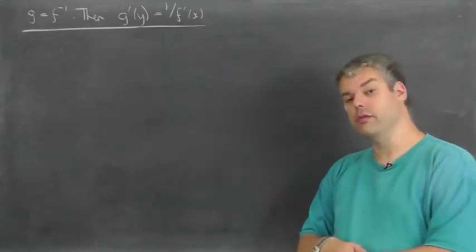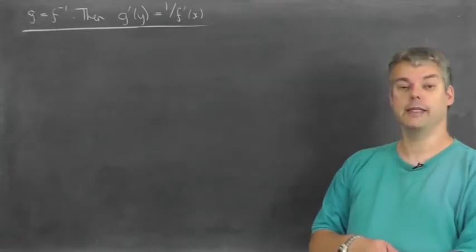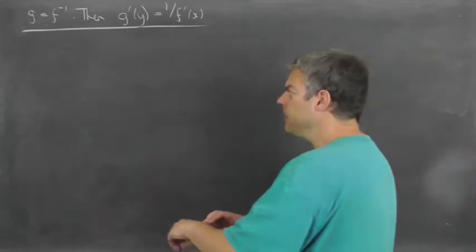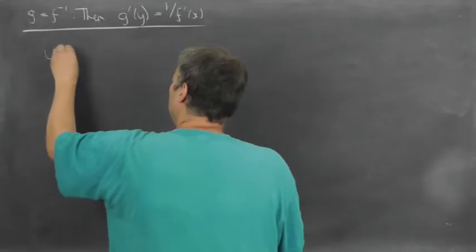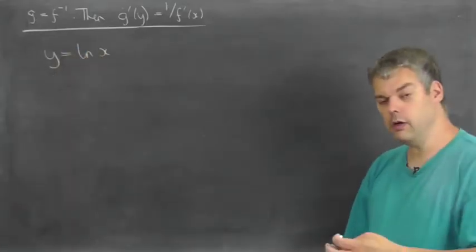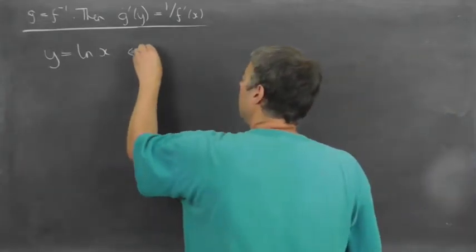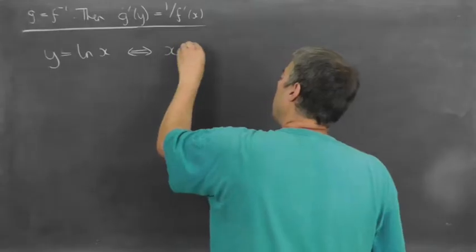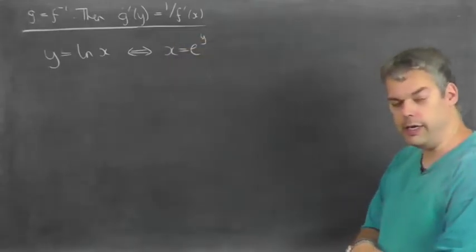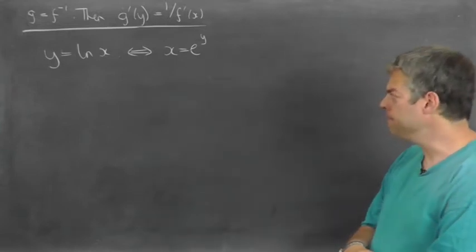Using our inverse function rule, we're going to add another function now to our library of standard functions, and that's the natural logarithm. So y equals ln of x. Now, the natural logarithm is the inverse of the exponential. So y is the natural logarithm of x precisely when x is e to the y.